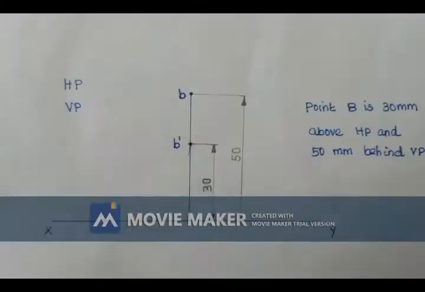This is the way you have to dimension it. You have to dimension it with respect to the XY reference line, right? Your top view and front view should be dimensioned separately, okay? And you have to leave a minimum of 10 mm space between the dimension lines. So this is the correct way of dimensioning your point.